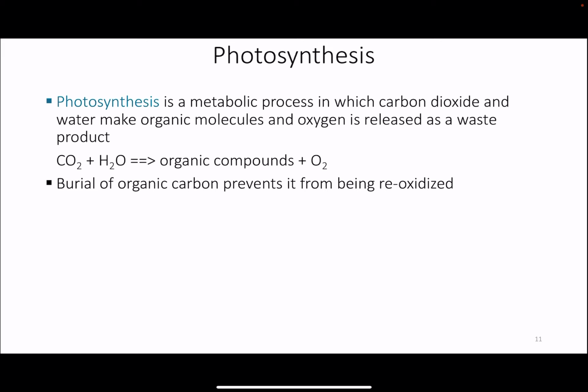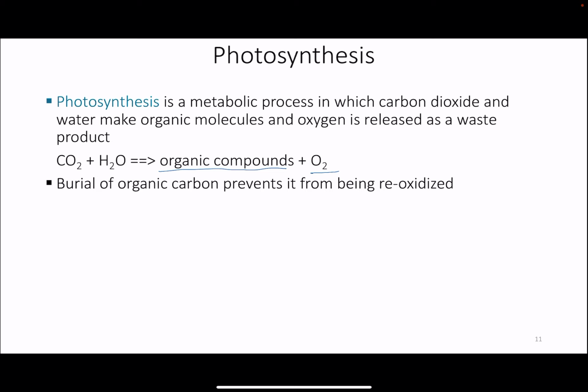So we've already gone through the primary productivity lectures and everything, so you know what photosynthesis is. It's a metabolic process. CO2 and water are used to make organic molecules, and oxygen is released as a byproduct. Of course, respiration is the opposite, right? It consumes oxygen. So in order for this released oxygen to actually persist, you have to remove the organic compound in some way so that it can't be respired. So if you hide these organic compounds away, then the oxygen remains.